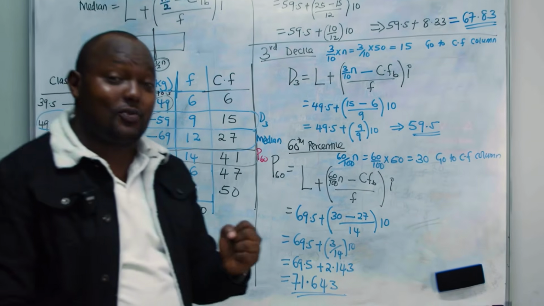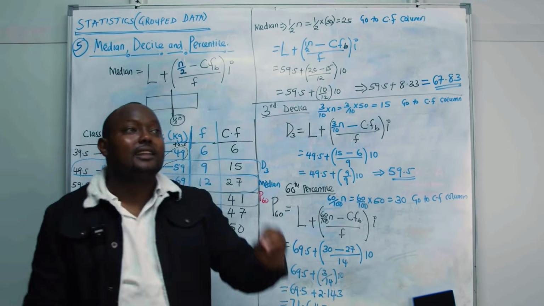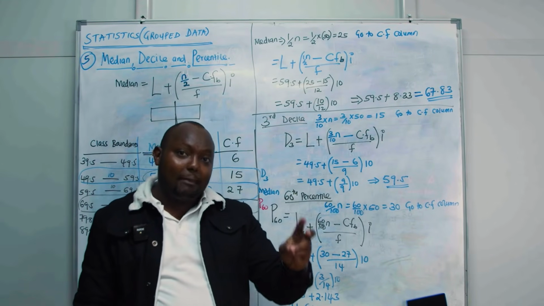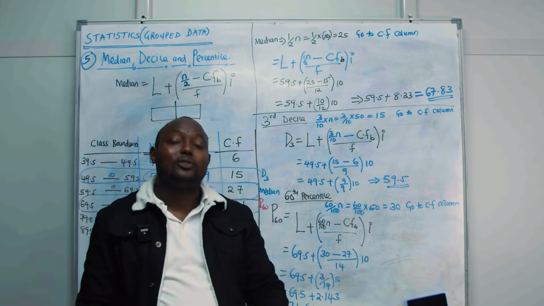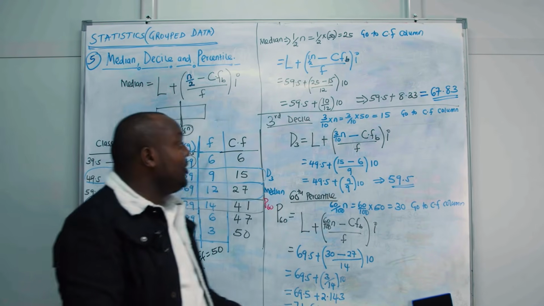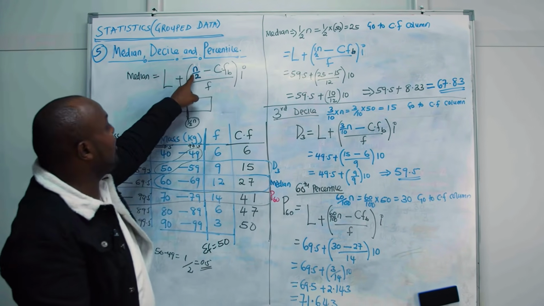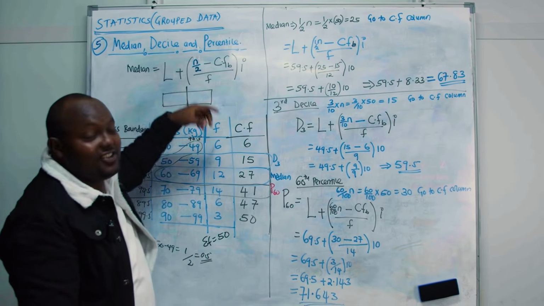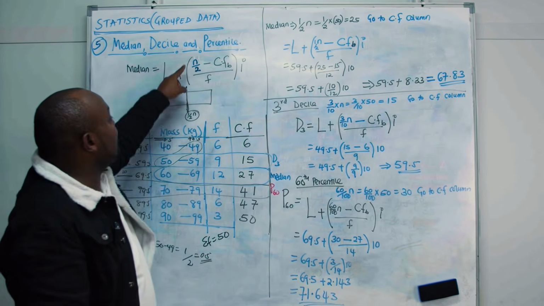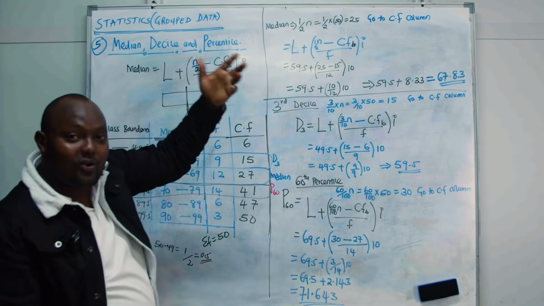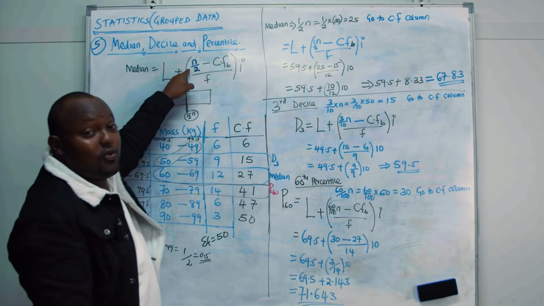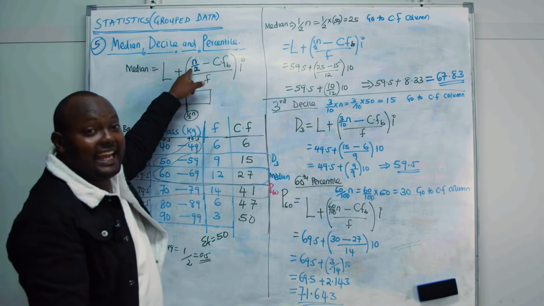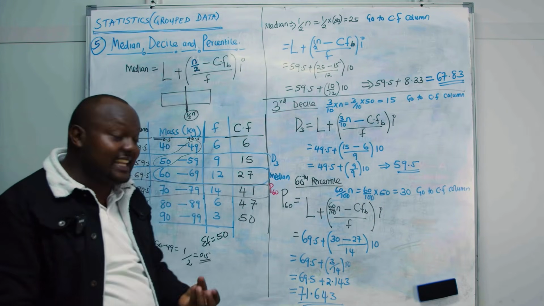I want to emphasize one thing. When you are asked to calculate median, lower quartile, upper quartile, decile, percentile, the formula is the same. The only part that changes is this one. And this one, when it is a half n, you can know it is median. When you use quarter n, you know it is lower quartile. When you use 3/4 n, you know it is upper quartile. When you use 3 over 10, it means it is third decile.